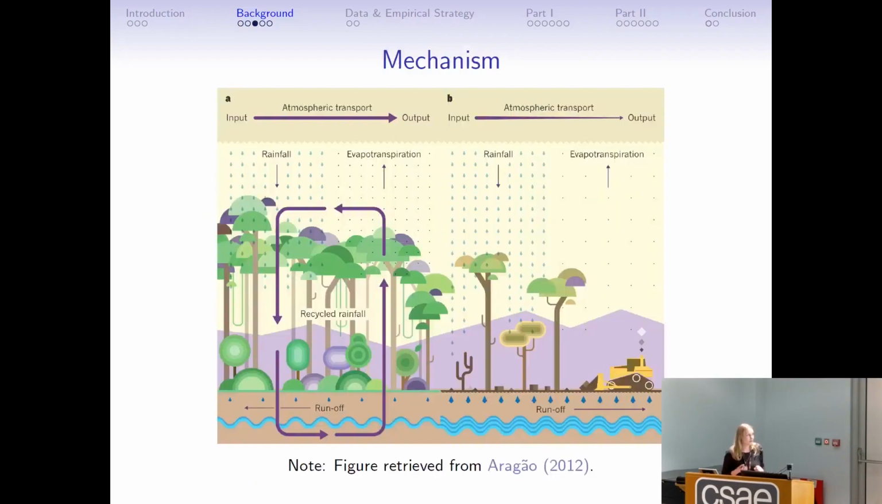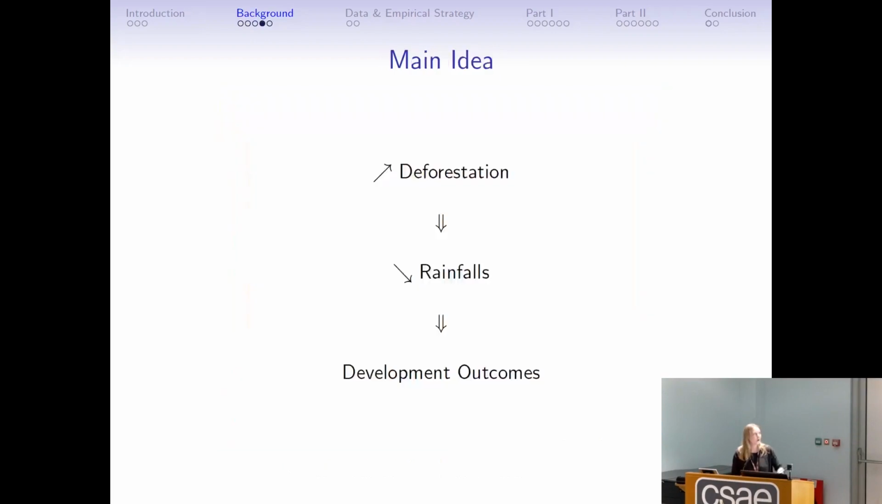A bit about the mechanism we are going to work on in this paper. The mechanism is really simple. Forest creates evapotranspiration, which creates clouds and then creates rainfall downwind. If you cut down the trees, there is no evapotranspiration anymore, or at least less evapotranspiration, so there is less cloud formation, less rainfall, and therefore consequences on the agricultural development and more broadly on the other aspects of the development.